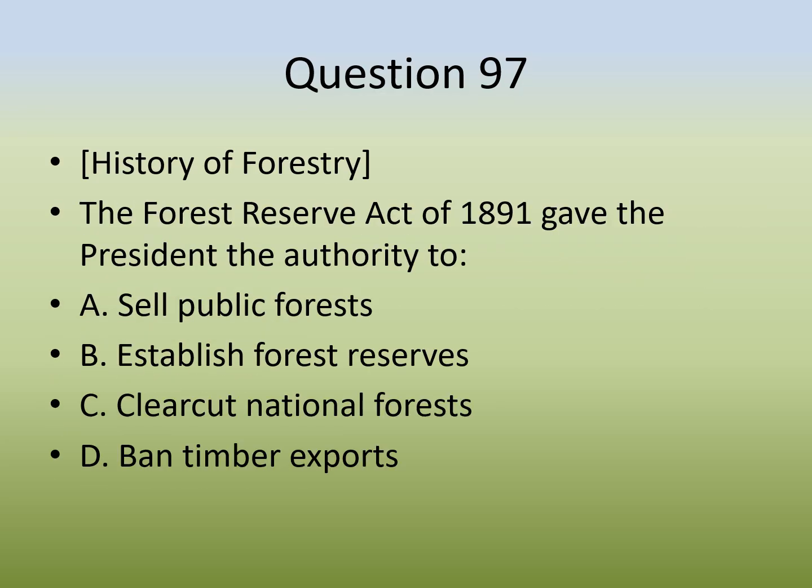The Forest Reserve Act of 1891 gave the President the authority to A, sell public forests, B, establish forest reserves, C, clear-cut national forests, or D, ban timber exports? The answer is B, establish forest reserves.